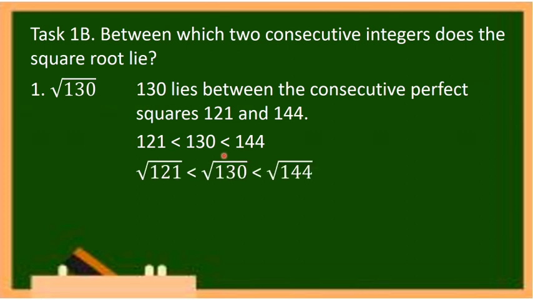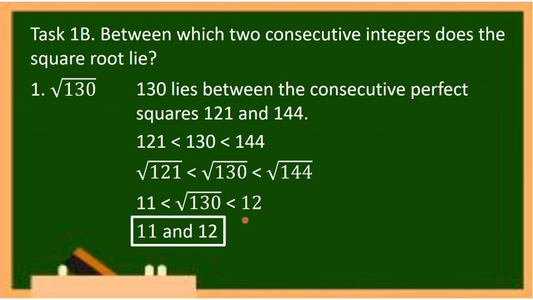And if we get the square root of this, the square root of 130 is greater than the square root of 121 but less than the square root of 144. And the square root of 121 is 11, and the square root of 144 is 12. So we can read this as the square root of 130 is greater than 11 but less than 12. So therefore, the square root of 130 lies between 11 and 12.